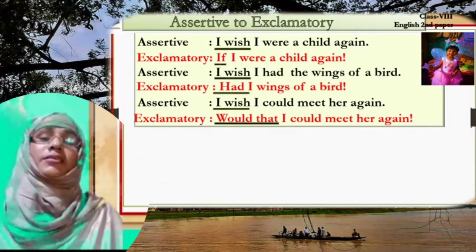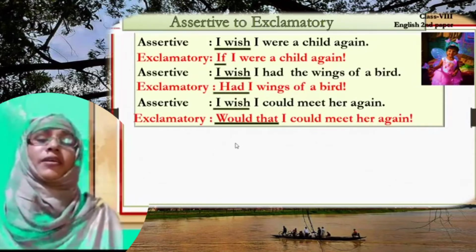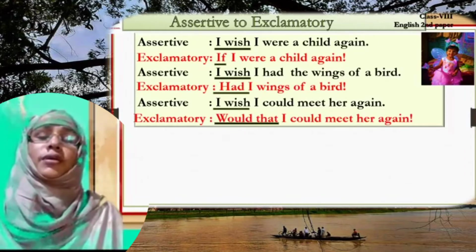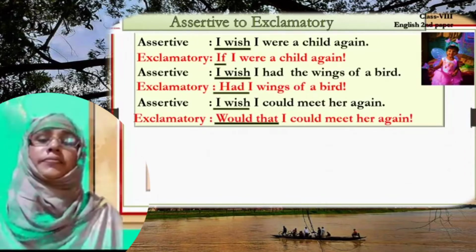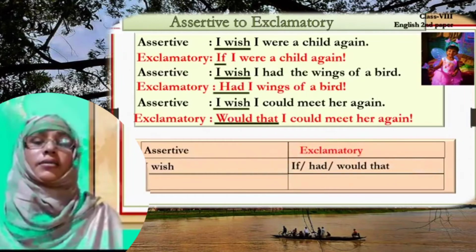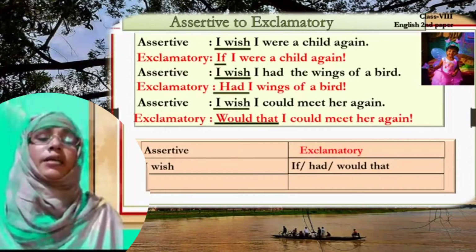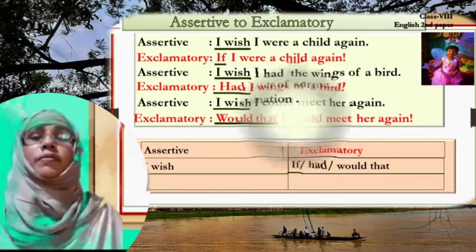The difference is like this. Yes, I think this is very easy and clear to you. You can do it easily. Assertive sentence, so if there is I wish, we will use if, had or would that.